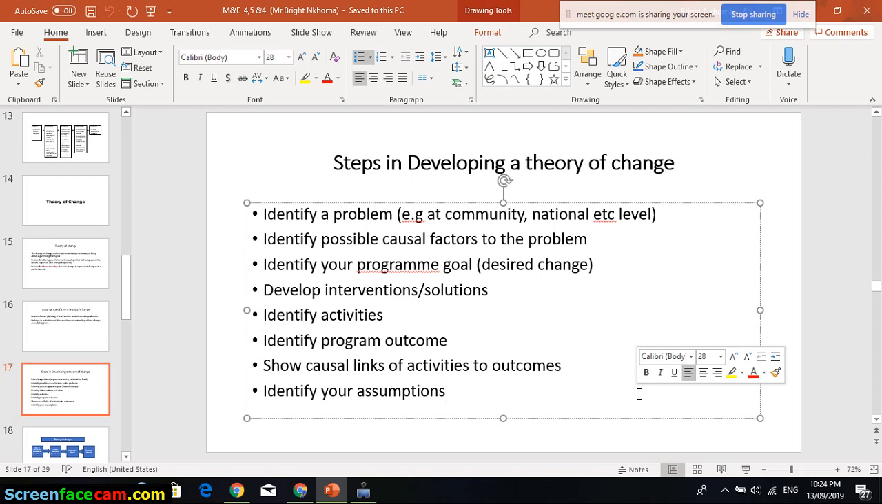Then once you develop interventions, now you can develop the activities. What are we going to be doing exactly? Once you do that, you are going to identify what your program outcome would be. Then from there, show causal links of activities to the outcome. Show how the activities will lead to the outcomes. Then once you do that, you can identify your key assumptions, which is similar to the logical framework that we just covered, right?